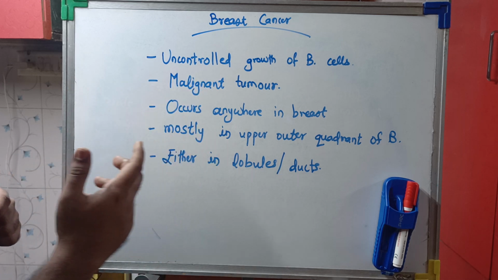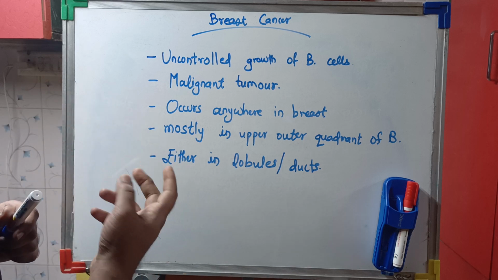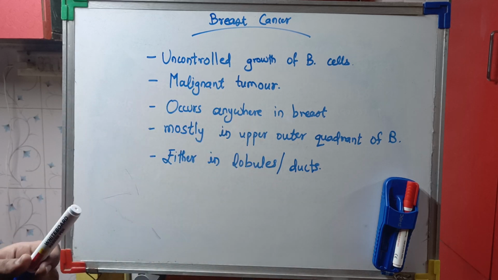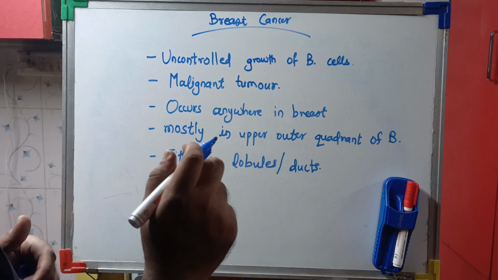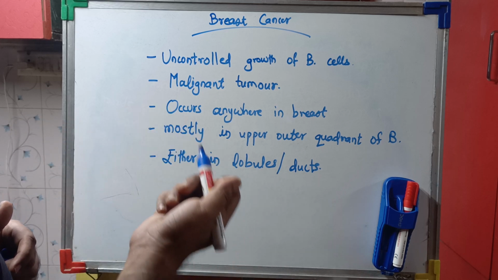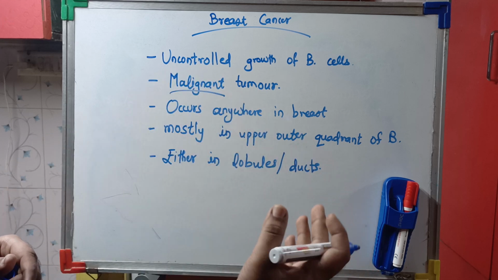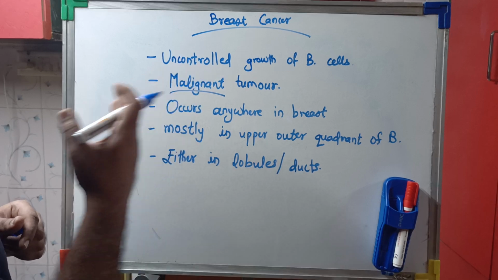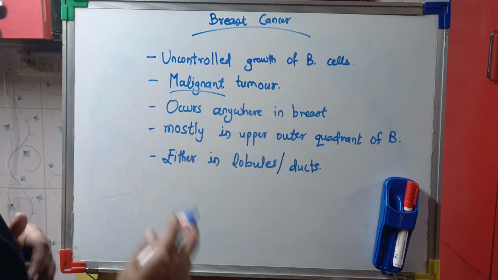Tumors are classified into two types, that are malignant and benign. Benign tumors are the ones which do not spread to other parts of the body, and the malignant ones can spread to other parts of the body, such as the lymph nodes which are surrounding the breast.